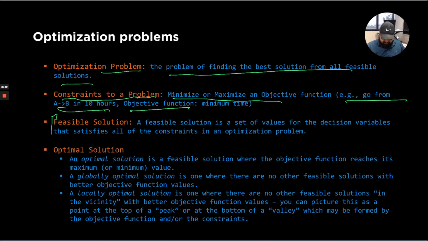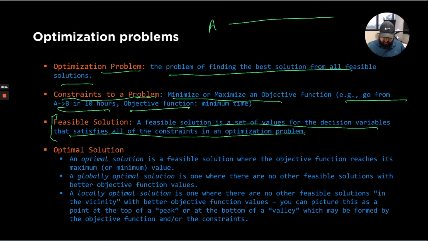Now, what is a feasible solution? A feasible solution is a set of values for the decision variables that satisfies all of the constraints in an optimization problem. Let's say a person has to go from A to B, there might be a lot of solutions, right? We gave a person less than 10 hours, so we need a path from A to B so that a person takes less than 10 hours to reach point B.